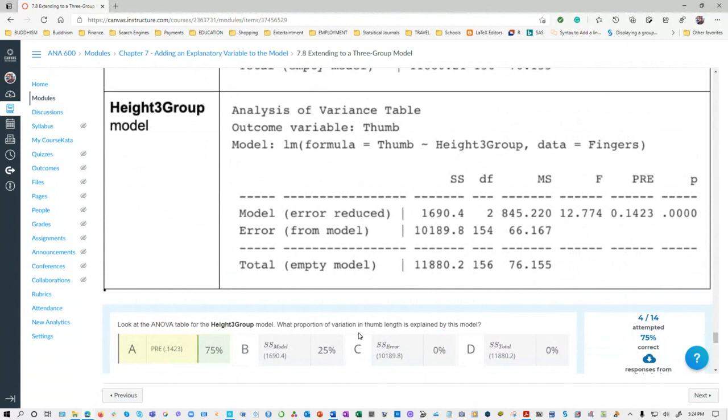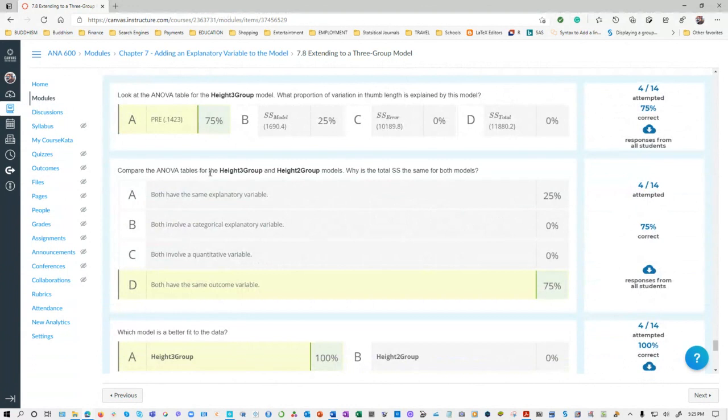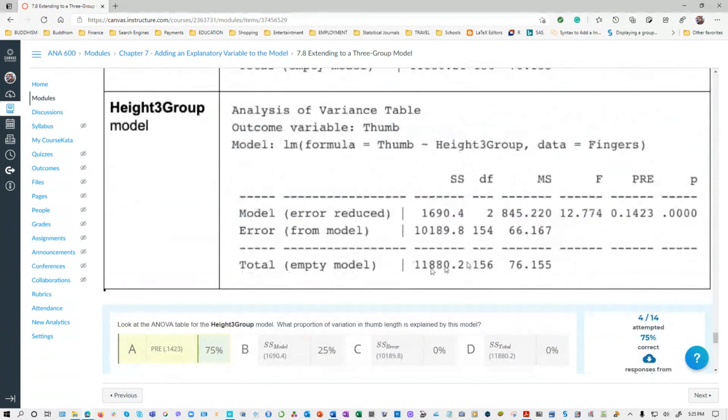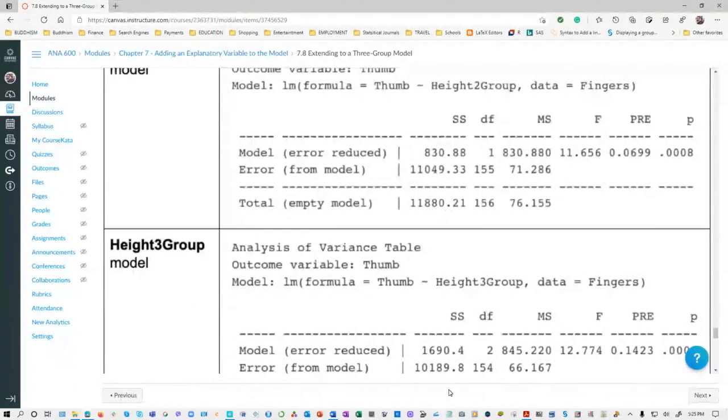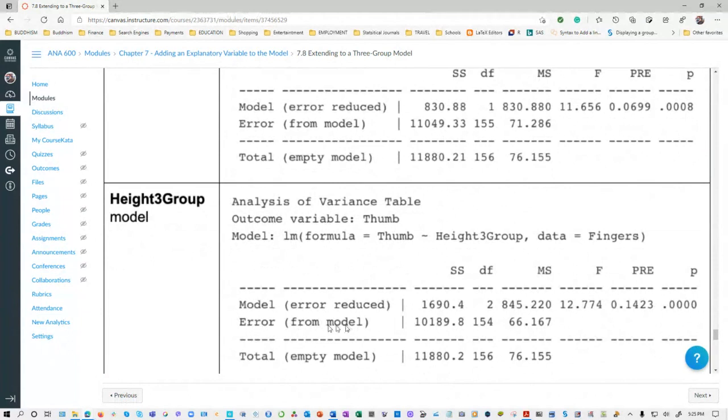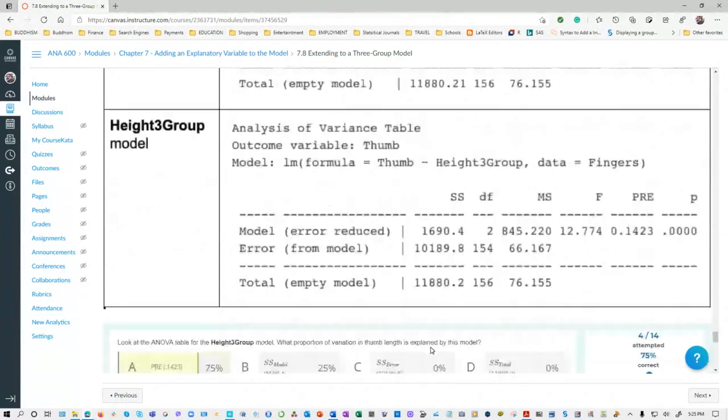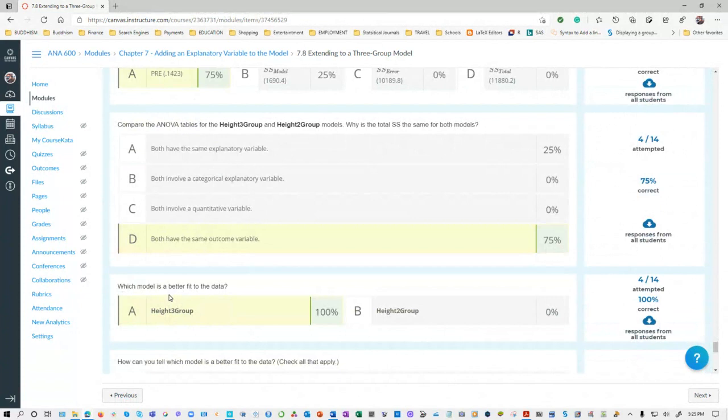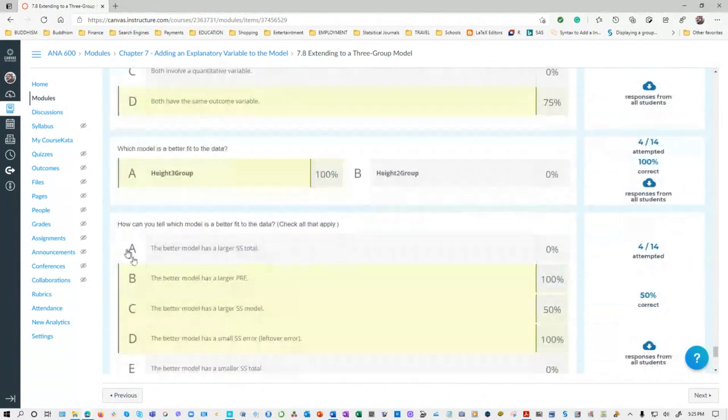See what explains. 0.14. That much of the variation has been explained by this three-group model. Compare the ANOVA tables and think: what is the same for both models? Both models have the same SST, sum of squares total, not SSR, not SSM. SS total is the same. Which model is the better fit? The three-group model. How can you tell which model is better? The other model has a larger sum of squares residual, a larger leftover.